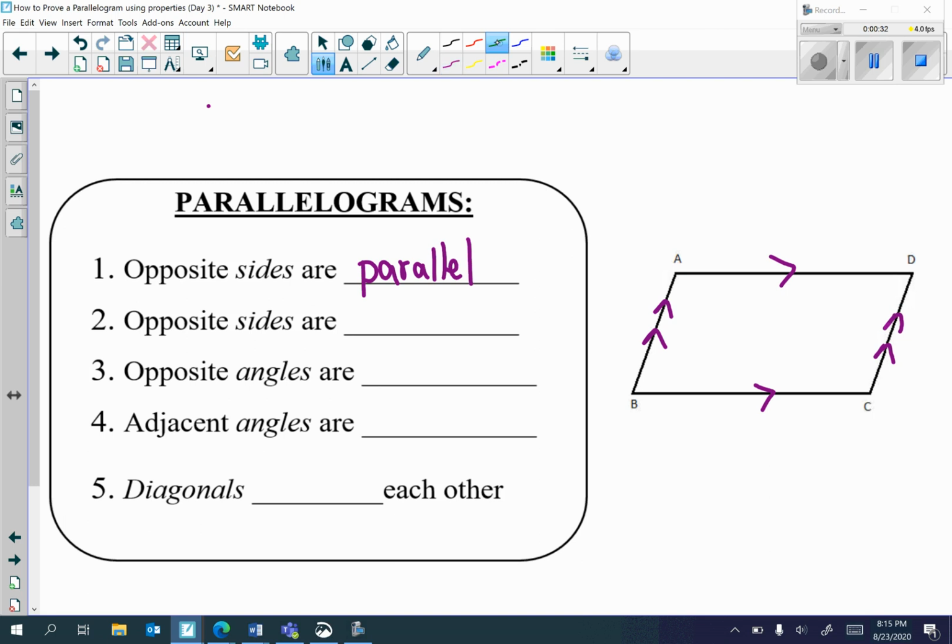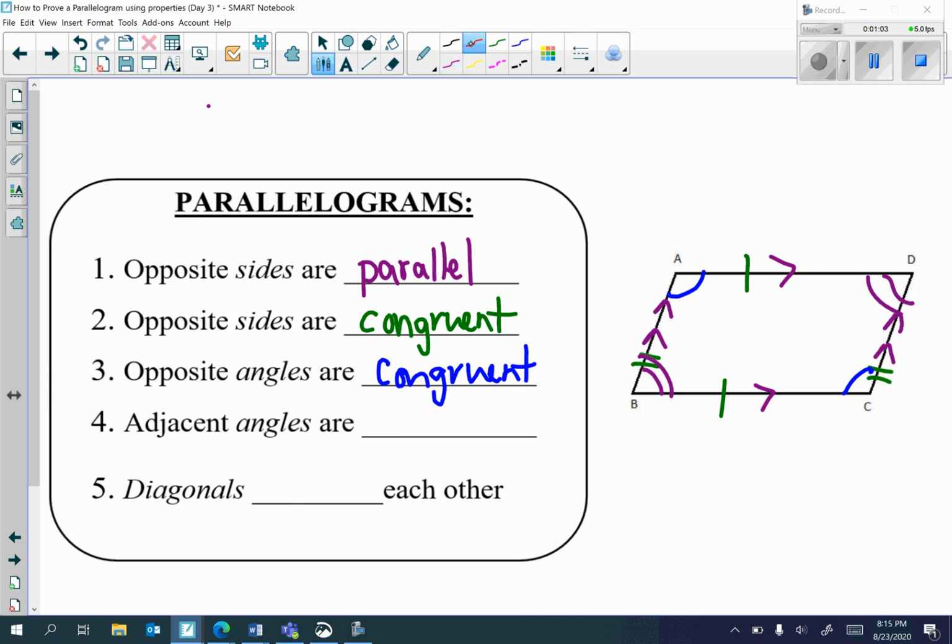Opposite sides are also congruent, meaning that they have the exact same length. So AB is congruent to DC, and AD is congruent to BC. Opposite angles are congruent, meaning they have the same exact angle measure. Angle A is congruent to angle C, and angle B is congruent to angle D.